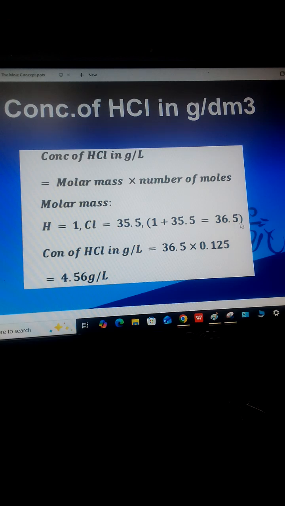So, the concentration of hydrochloric acid in grams per liter is equal to 36.5 grams per mole times the molarity, which we found to be 0.125. So this times this, you will get 4.56 grams per liter.